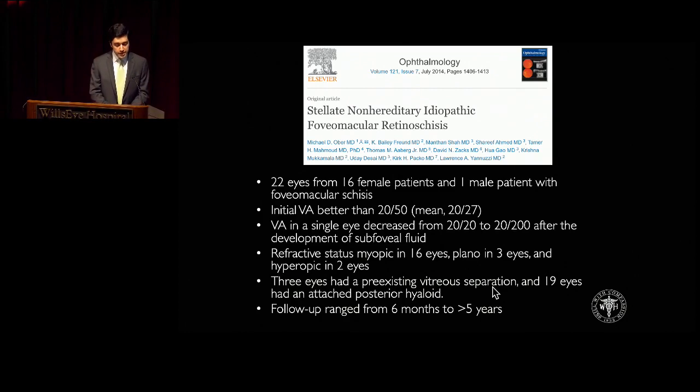There was just one patient who had a decrease in vision from 20/20 to 20/200 across the follow-up course and had developed subretinal or subfoveal fluid, which is an entity that's noted in schisis in general. The refractive status of these patients was mostly myopic. However, there were some hyperopes in this cohort, and 3 of these eyes had pre-existing vitreous separation, and 19 of the eyes had attached posterior hyaloid, just like our patient did, and the follow-up was more than 6 months.